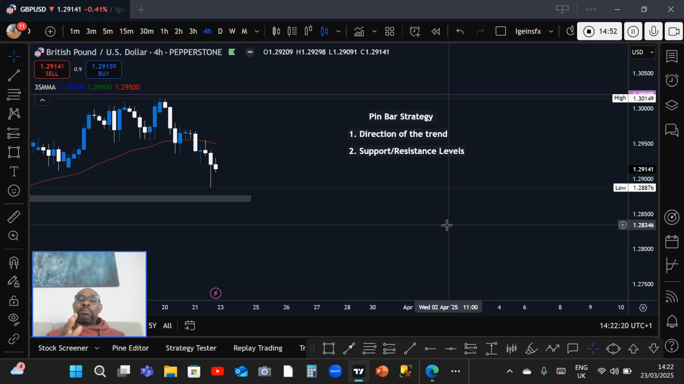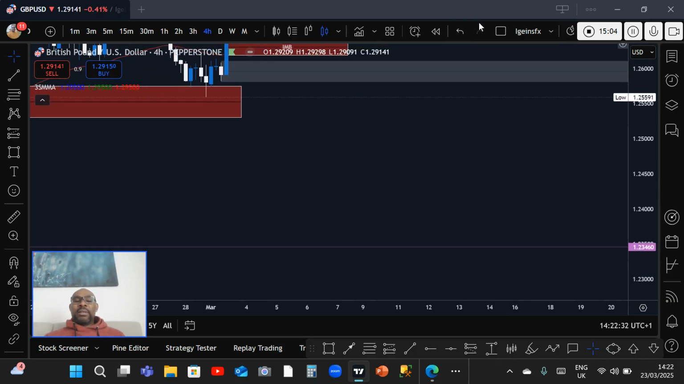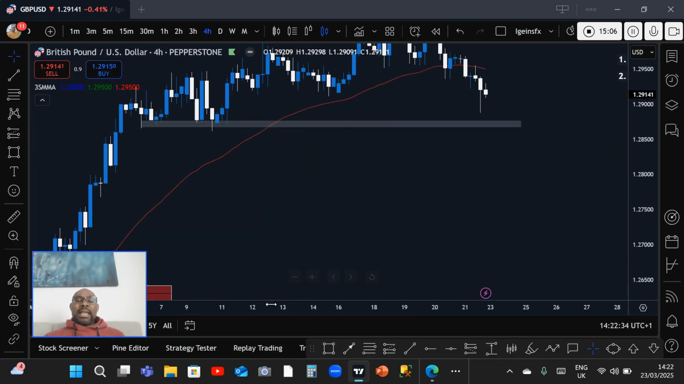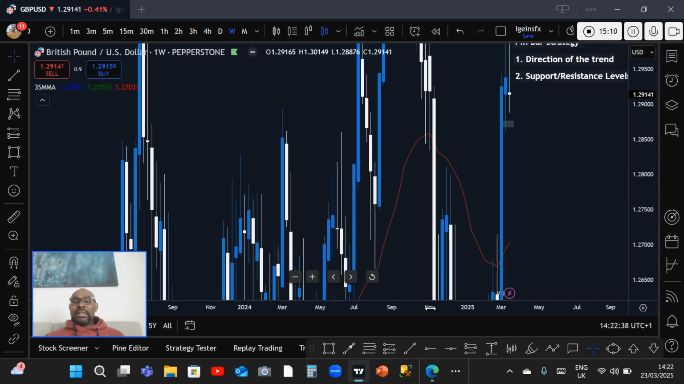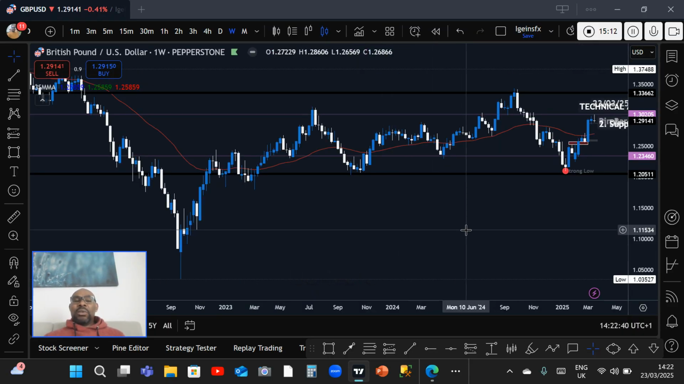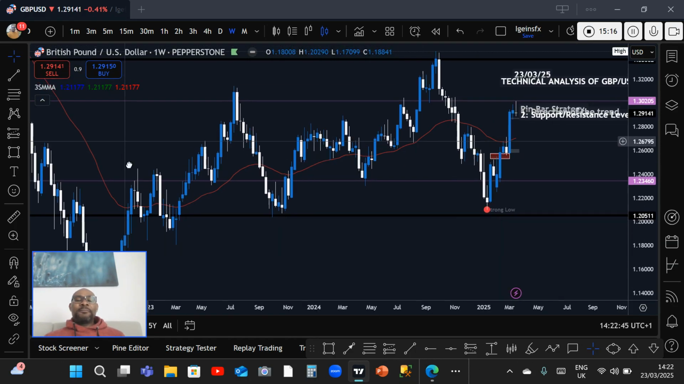And when you want to plot your support and resistance level, please use the higher time frame like the weekly. Let me just show you something. Like this weekly level, you can see on this chart, I've already marked my weekly level.